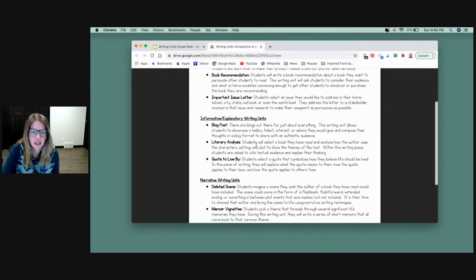The literary analysis is where students read and analyze character, setting, and plot to show the themes of the text. And then the quote to live by essay: students select one quote that symbolizes something that they believe strongly about the way life should be lived. And they explore what that quote means to them, how it applies to their lives, and how the quote applies to others' lives.